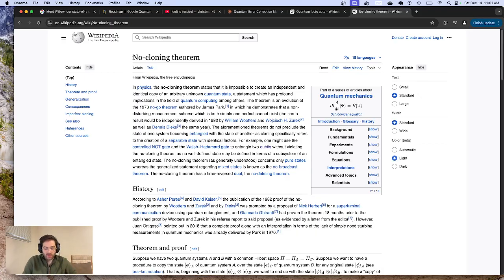So I want to talk about what causes decoherence as well. I'm going to talk about error correction. Like, how is it solving it? I'm going to talk about what causes the errors.